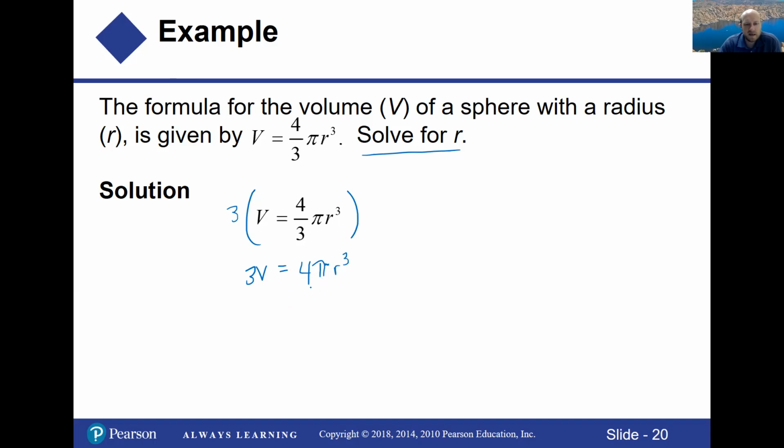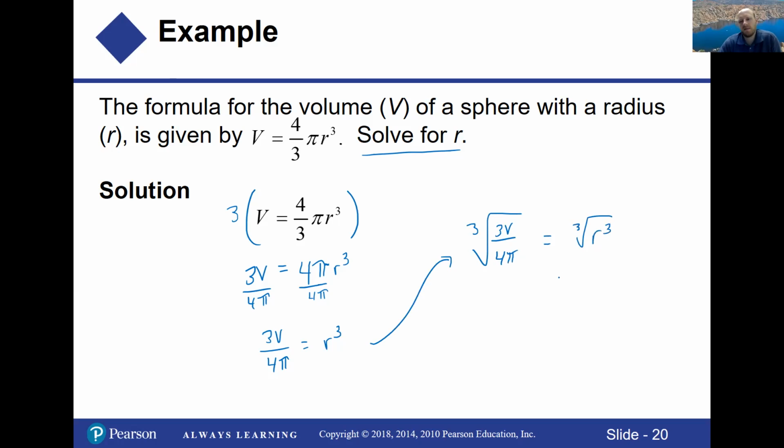So what I can do here is divide off the 4 times pi, and divide off the 4 times pi. So I have 3v over 4 pi equals r cubed. And then at this point, what I want to do is cube root both sides. So I have the cube root of 3v over 4 pi equals the cube root of r cubed. And I want to do that because I'm solving for r.